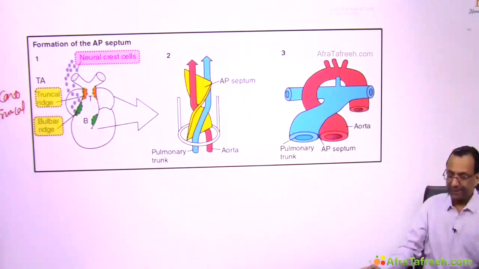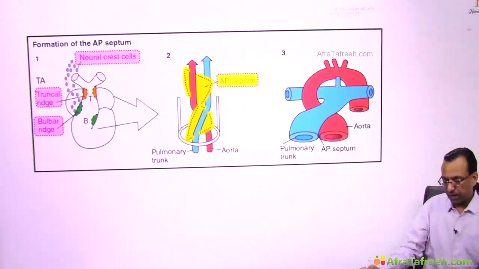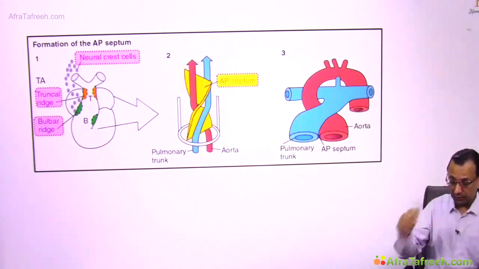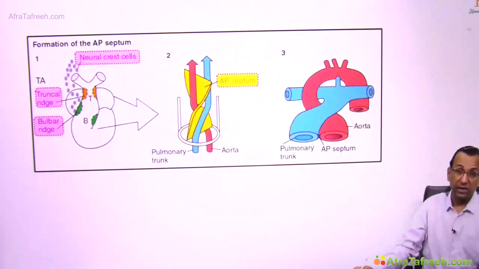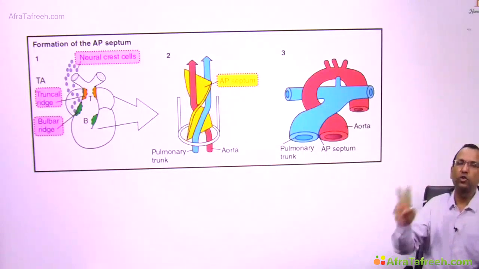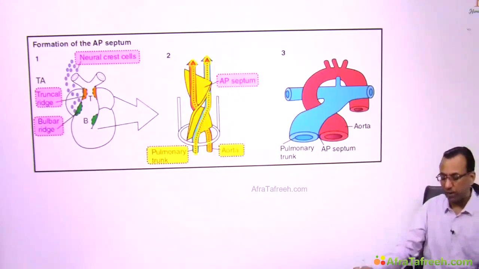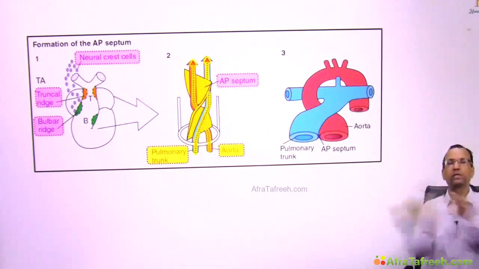Yes, which vessel? It is the truncus arteriosus, and the truncus arteriosus is divided into two vessels by this AP septum, which is a spiral septum. Yes, you know it is a spiral septum. It will divide the truncus arteriosus into two vessels, and the two vessels are also spiraling around each other. Which are the two vessels spiraling around each other?